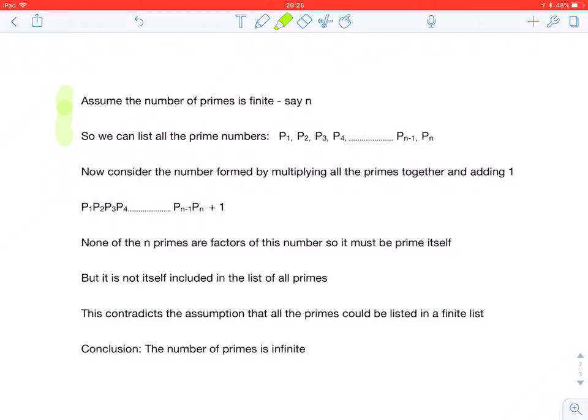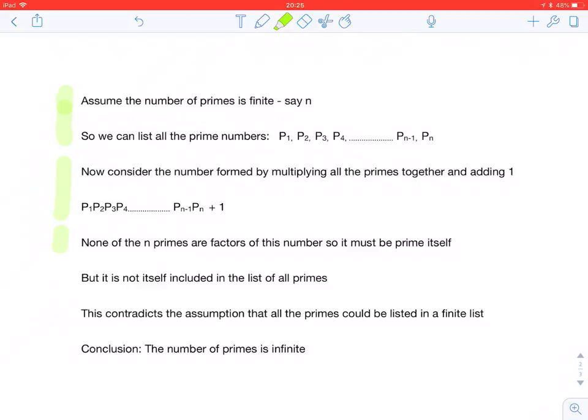And now let's consider constructing a number of all these primes multiplied together plus 1. And if we do that, none of the n primes are actually factors of that number, because for a prime number to be a factor of that number, it has to be a factor of both parts. And although every prime is a factor of the left part, they're not a factor of plus 1.